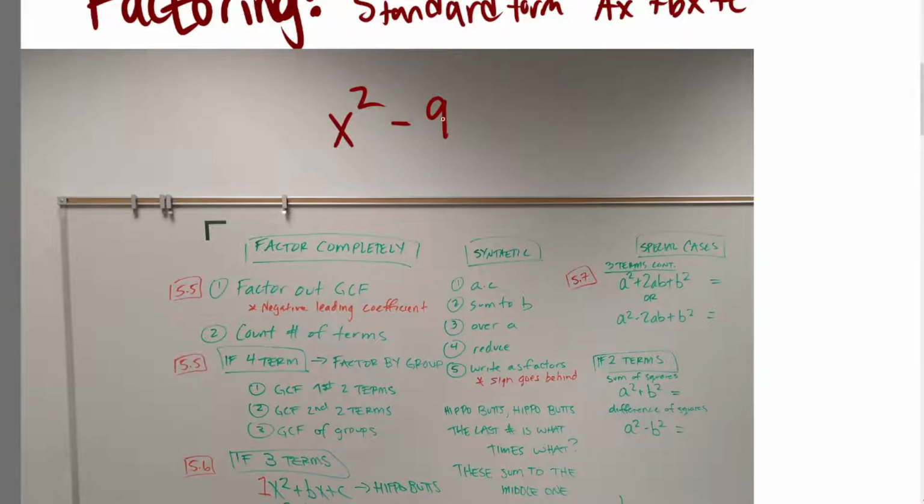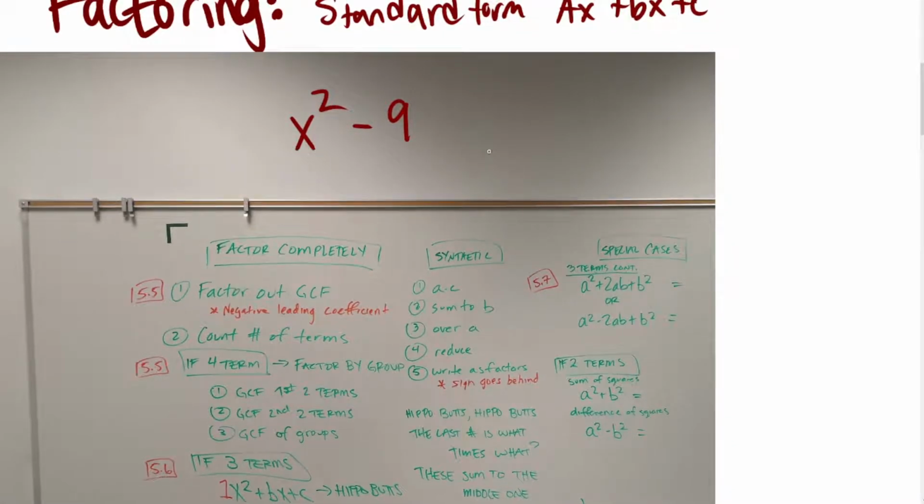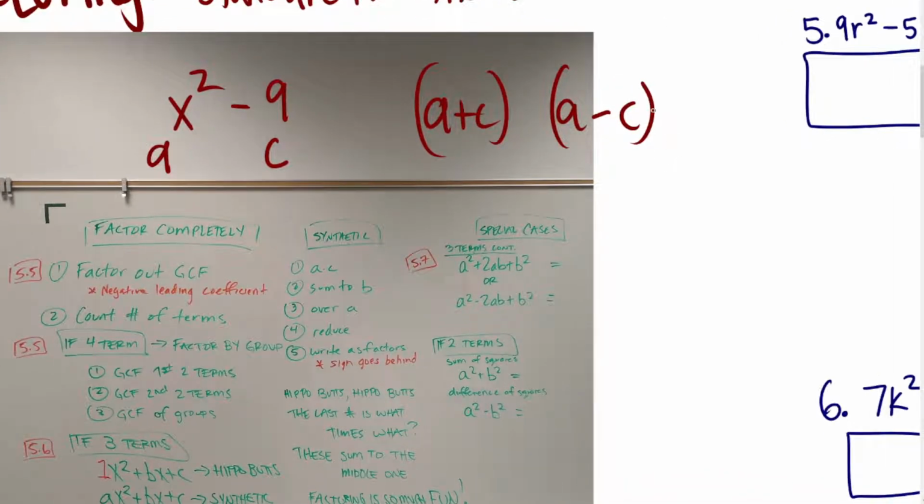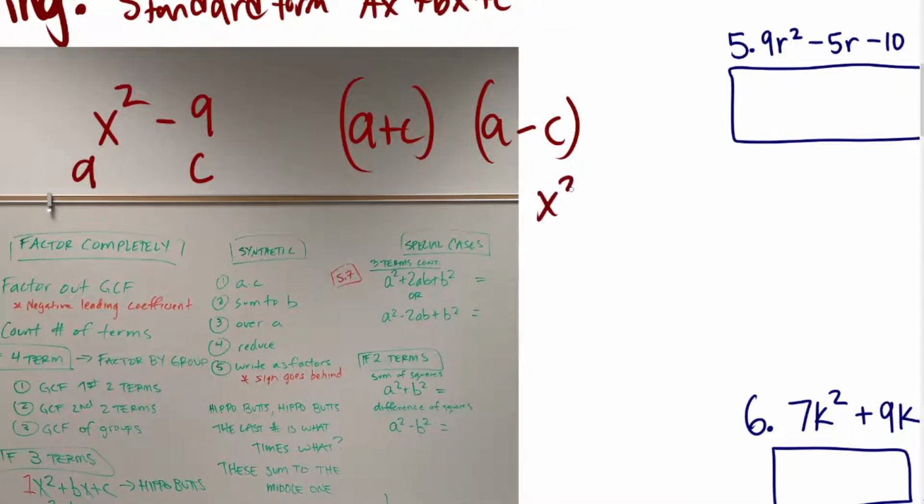But if you have x squared minus 9, what you can do is say, okay, in this case we have our a and our c, a plus c and a minus c. And this is really nifty. They're called conjugate pairs. Conjugate pairs are when you basically flip the sign in the middle. So if we have x squared minus 9, how we would want to factor that is basically x minus 3 and x plus 3.